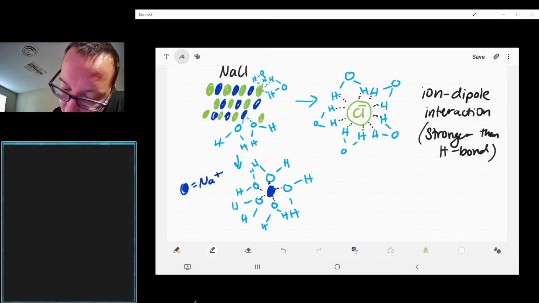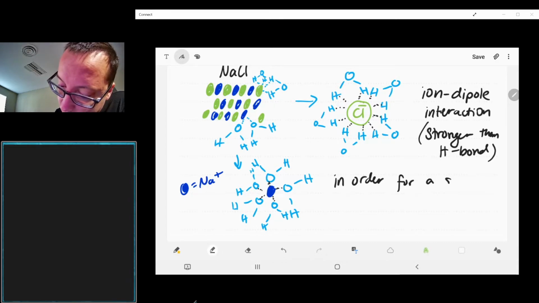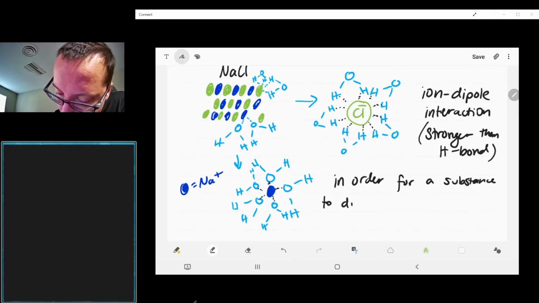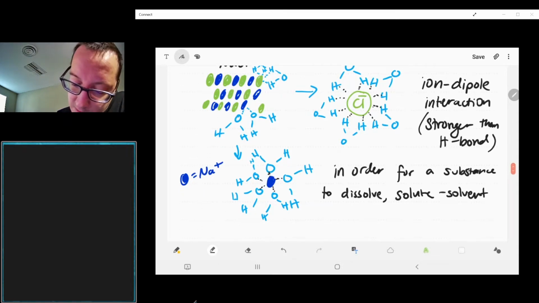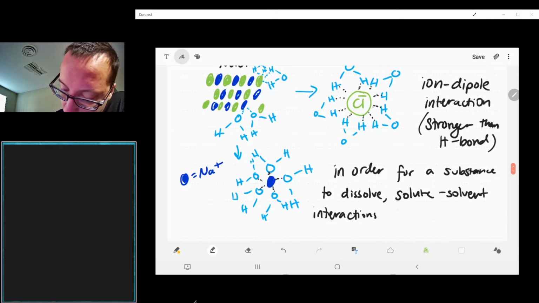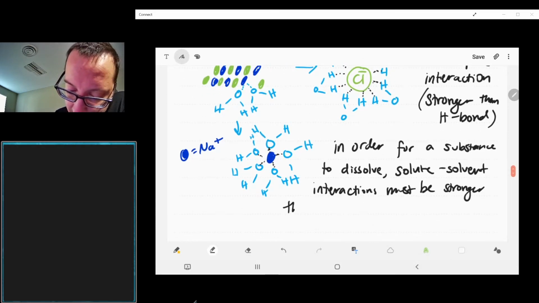And we're going to see that in order for a substance to dissolve, the solute-solvent interactions must be stronger than solute-solute interactions.